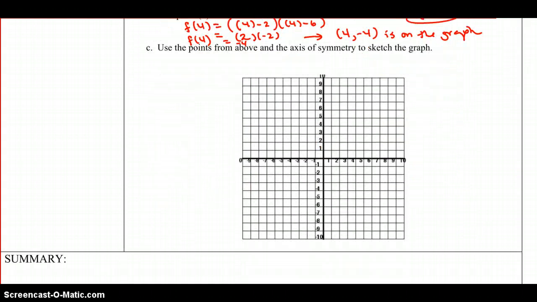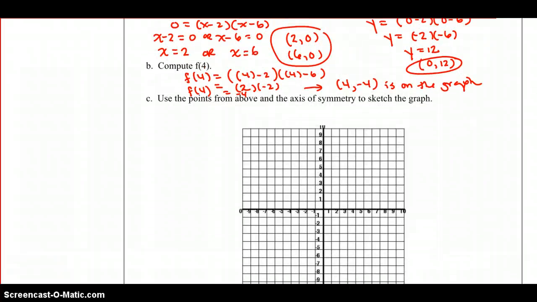Alright, so now we're asked to use the points from above along with the axis of symmetry to sketch the graph. Okay, so we've got our y-intercept, so on the y-axis it's going to intersect a little bit off the graph here, but up here at 12. And then we have an x-intercept at 2 and another one at 6. And then we have this point at 4, negative 4.